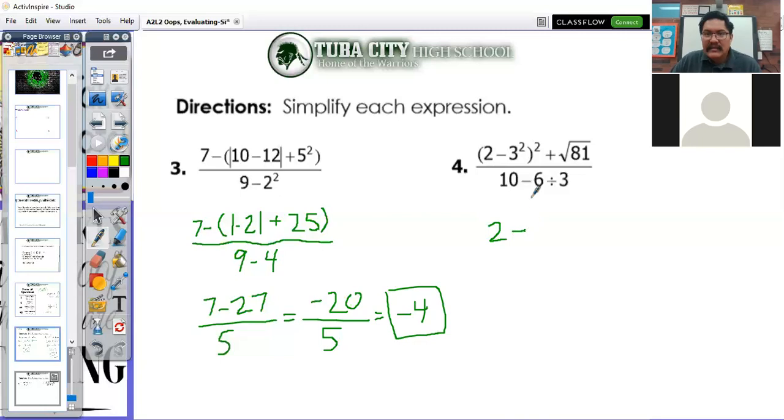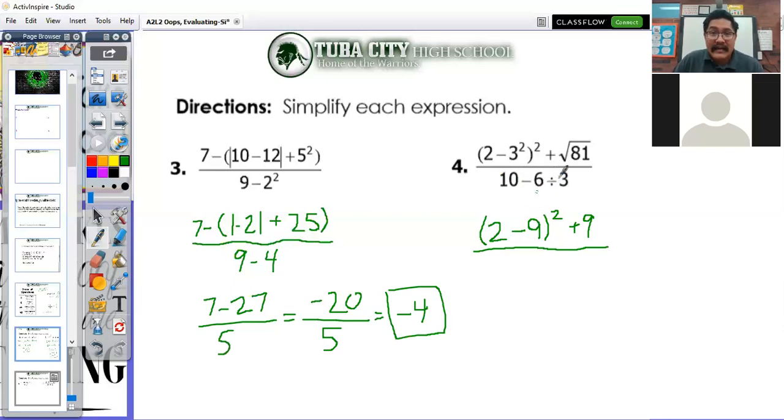2 minus, and we have an exponent inside of this one. So again, we have an exponent and a subtraction, so we're going to take care of that exponent first. So 3 squared is 9. Plus, and I can take this one here because again, it's separated by a plus. So I'm going to go ahead and evaluate the square root of 81, which is going to be 9. And now I have some bottom numbers here. Now remember, this is a separate group. Top numbers and bottom numbers are grouped differently, so I can still work on them independently without having them interfere with each other.